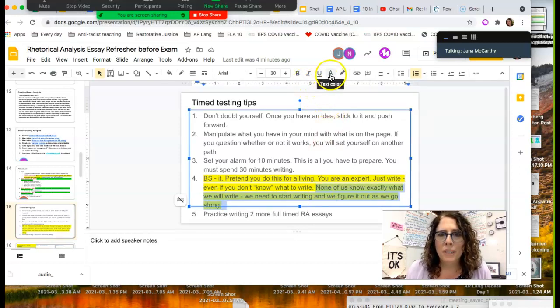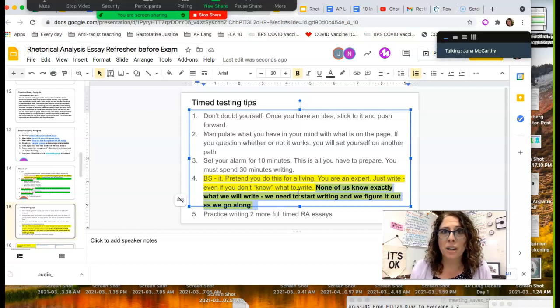There's nobody, and I've done writing for a living, who knows what they're going to write when they start writing. That includes in a timed essay. I took one this summer. I had 3 timed essays. I had a general direction. I had my thesis and my topic ideas, so I had a focus.